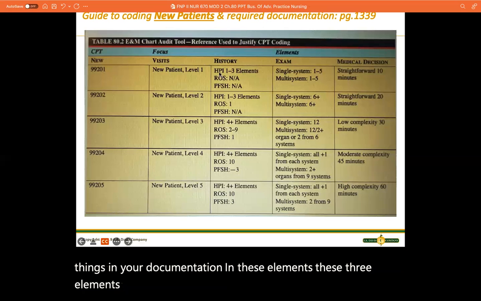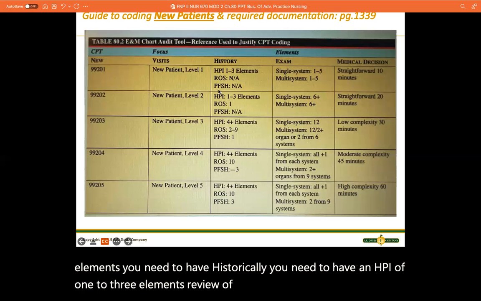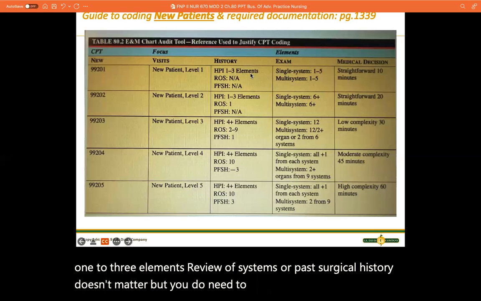Historically, you need to have an HPI of 1 to 3 elements. Review of systems or past surgical history doesn't matter, but you do need to have 1 to 3 elements from your HPI.